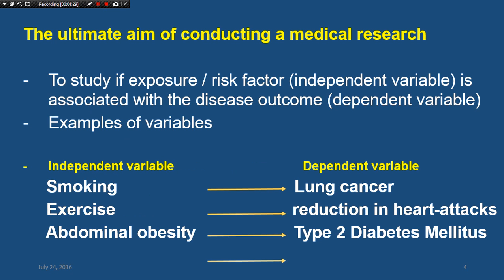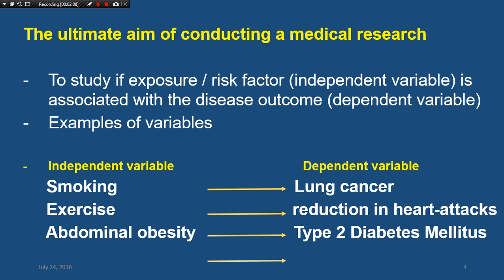The ultimate aim of conducting a medical research is to study if there is an association between exposure variable and outcome variable. Outcome variable is the dependent variable. The exposure variable or risk factor is the independent variable. I will give you some examples. Lung cancer is dependent on smoking. So dependent variable is lung cancer. Smoking is the independent variable.